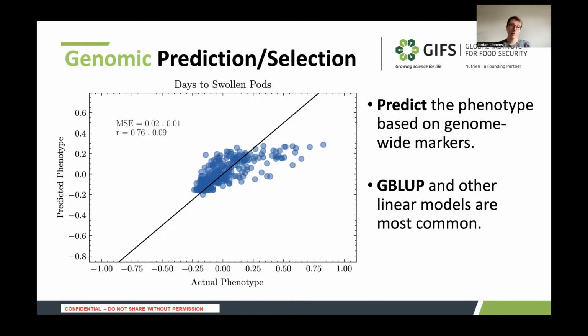We usually do this kind of thing with linear models, such as GBLUP, or Genomic Best Linear Unbiased Predictor, or other related linear models. In practice, they seem to work quite well, despite their lack of expressive ability as a model.